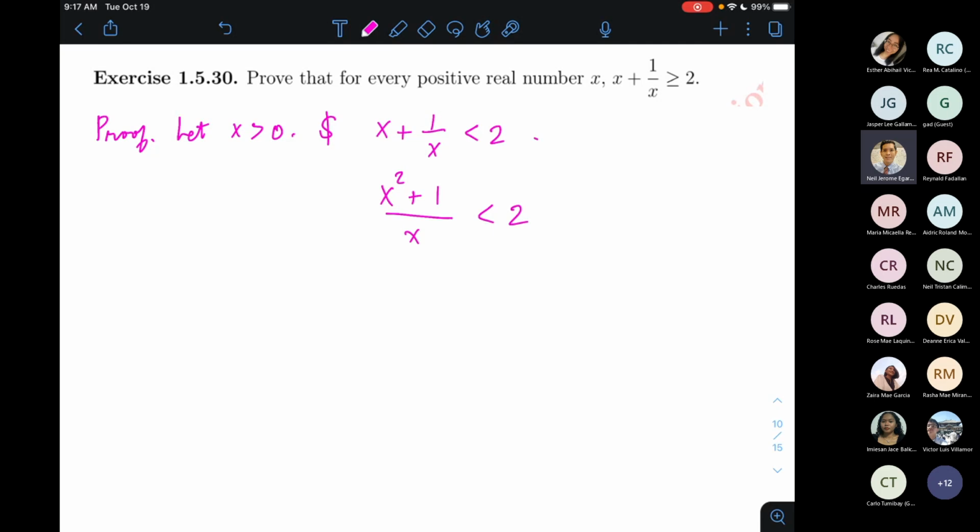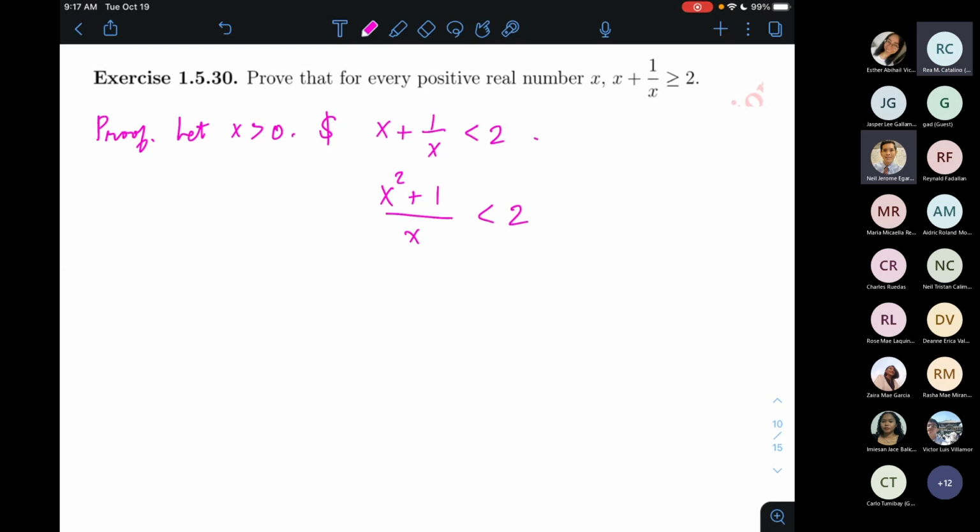What's next? Rhea, may suggestion ka ba? Thank you. What could I do next, Rhea? Baka nawala si Rhea. Let me go, or typing ba? Kung nagka-type ka, Rhea, tuloy mo lang. Let me call another one. Mary Rose. Oh, yan. Sorry, Rhea. You're trying to say something?